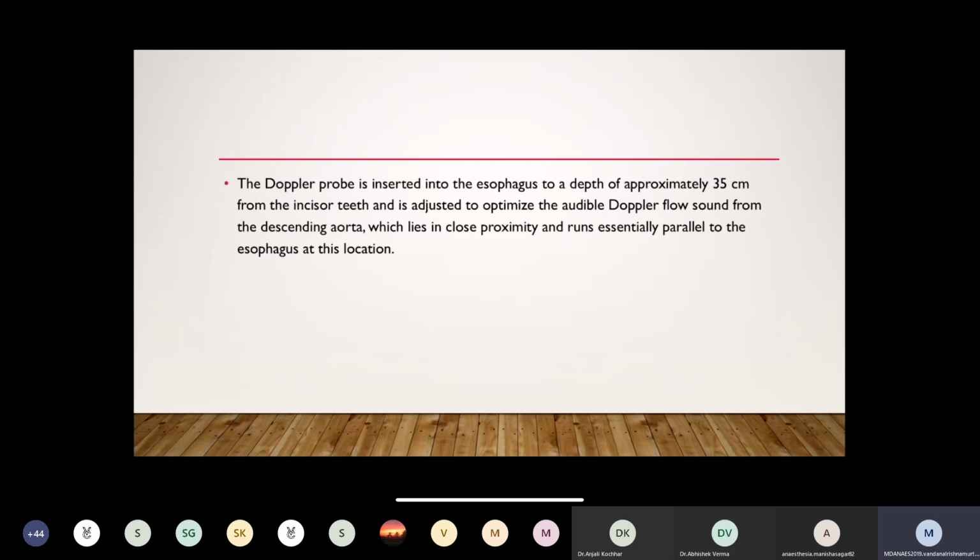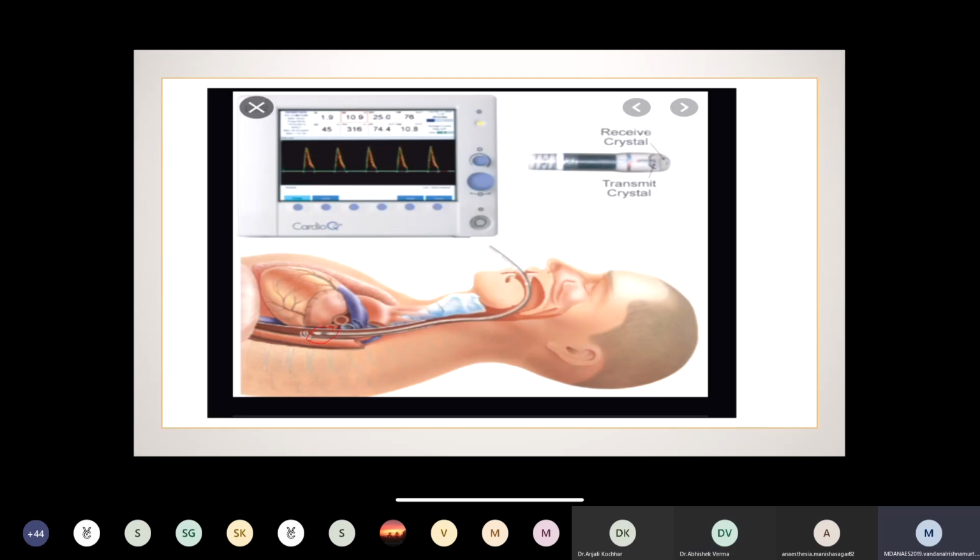The Doppler probe is inserted into the esophagus to a depth of approximately 35 centimeters from the incisor teeth and is adjusted to optimize the audible Doppler probe sound from the descending aorta. It lies in close proximity and runs essentially parallel to the esophagus at this location. As you can see, the probe is here, which will be parallel to the descending aorta, and these are the receiver crystals and transmitter crystals, and by this a digital spectral wave is formed. The current device provides a clear visual display of the spectral Doppler waveform and also calculates the velocity of flow in the aorta.